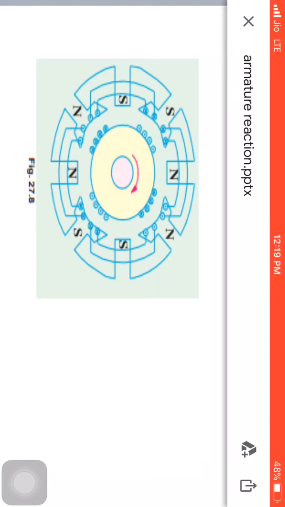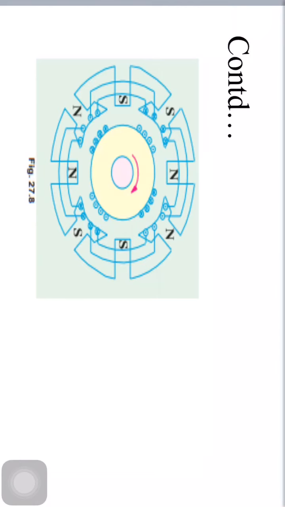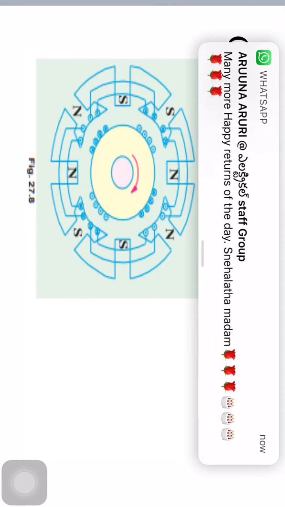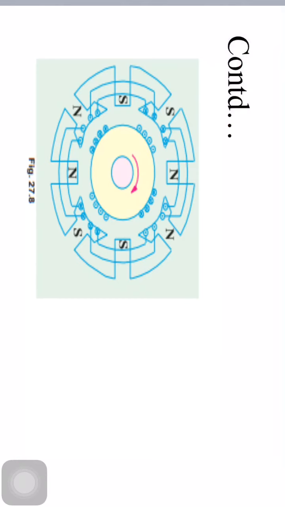We can see in the diagram, a compensating winding is an auxiliary winding embedded in slots in the pole faces. It is connected in series with the armature in such a way that the direction of current through these compensating conductors in any one pole phase will be opposite to the direction of the current through the adjacent armature conductors.